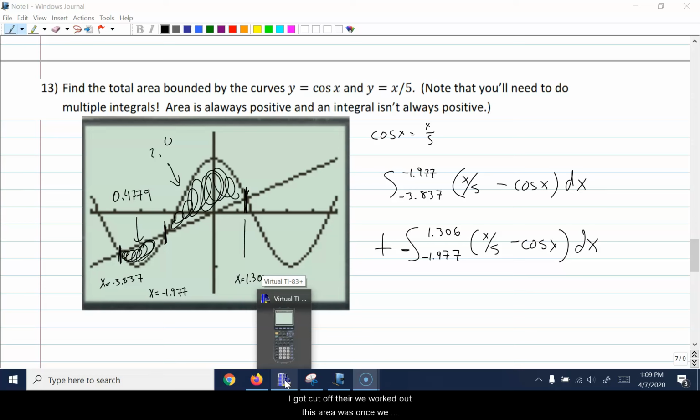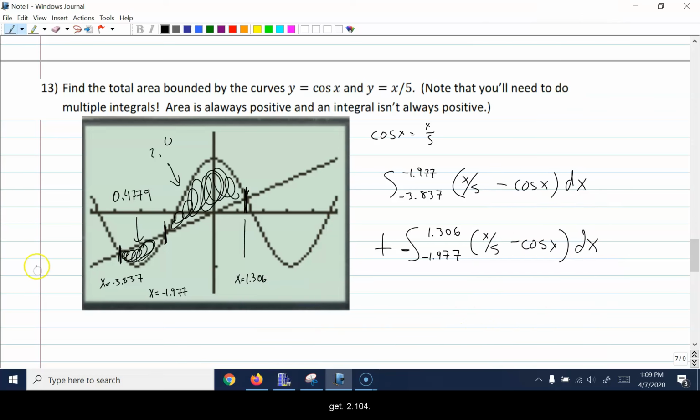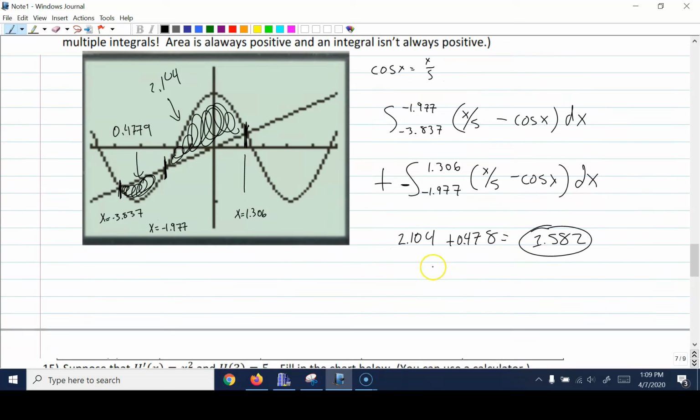We worked out this area was, what did we get? 2.104. The integral gave us a negative, but it gave us a negative because we have the two things in the wrong order. We did that so that we wouldn't have to plot a separate function. So our answer is 2.104 plus 4.78, or 0.478. 2 carry a 1, 8, 5, 2.582 is that area. Cool.